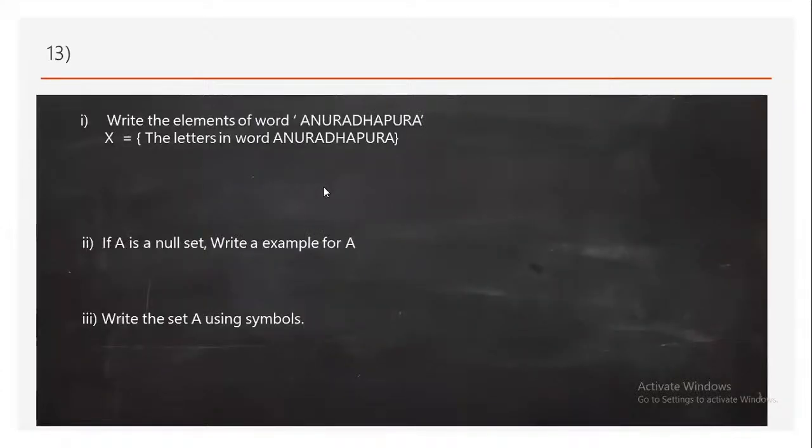13. Write the elements of the word Anuradhapura, the letters in the word Anuradhapura. So we can write X equals, elements right inside this. A, N, you have to separate by using commas. U, R. Again, we can't take A. We can take D, H, A, P, U. Other letters are there. So, D, H, only P we can take up to this.